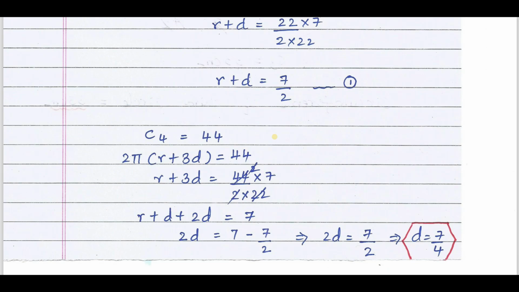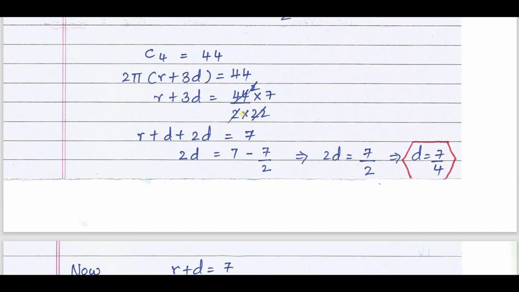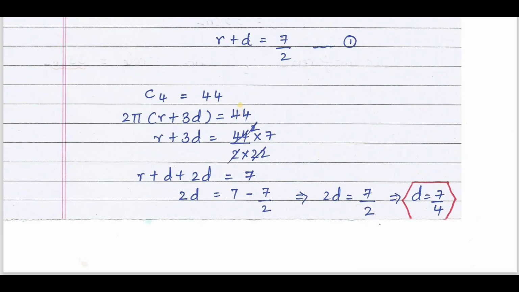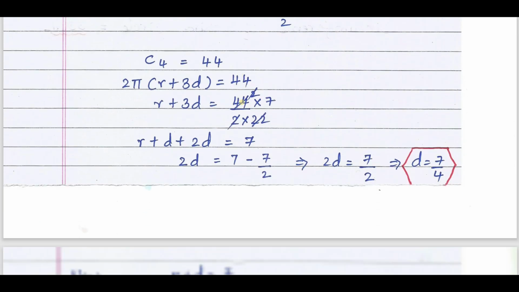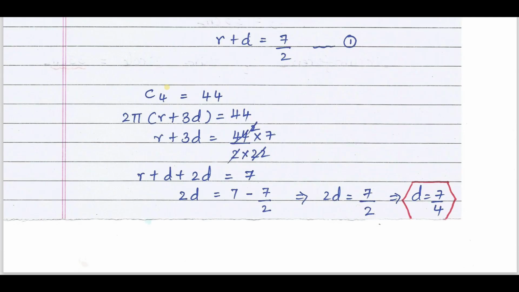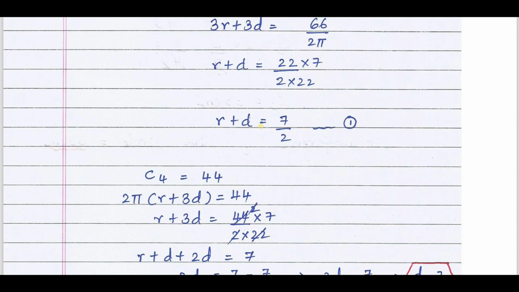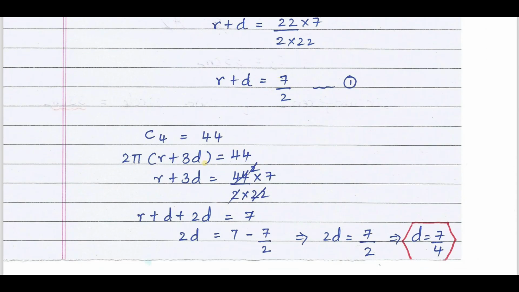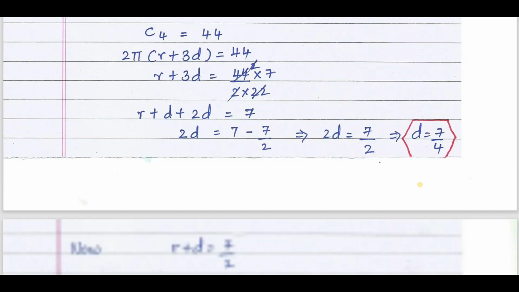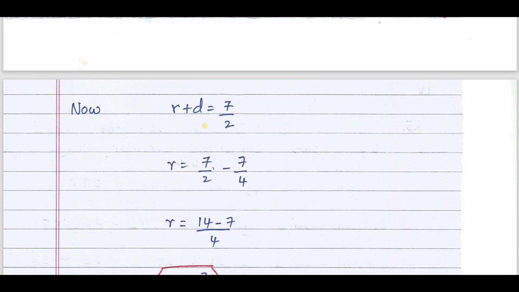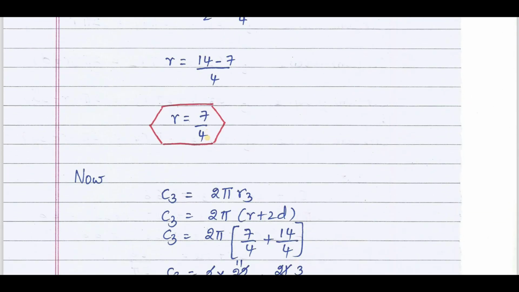Directly, if you do it also like c1 equals a, c2 equals a plus d, c3 equals a plus 2d, c4 equals a plus 3d, definitely we will get the same answer. That is also another method. Here I have solved in basic steps. The same way, circumference of the fourth ring is what? 44. We get, by substituting the values of r plus d equals 7 by 2 here, d equals what? 7 by 2. After substituting it again, we get r equals 7 by 4.